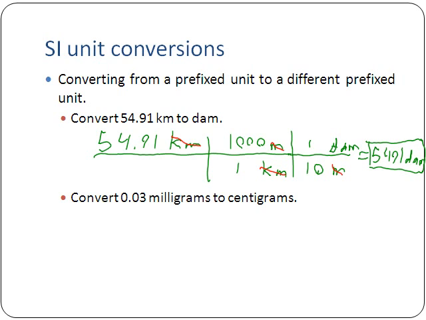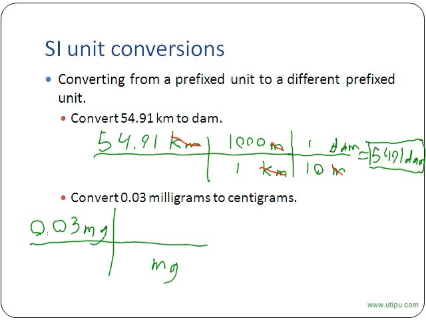So our next one here. Convert 0.03 milligrams to centigrams. So we'll start off by putting our first amount here, 0.03 milligrams, like this. Set up our table. We want to convert away from milligrams first, so we put milligrams on the bottom to cancel it. We want to then go to the base unit, which is going to be grams here.